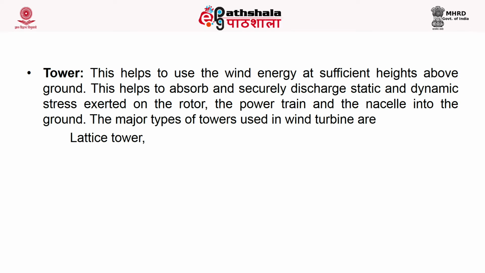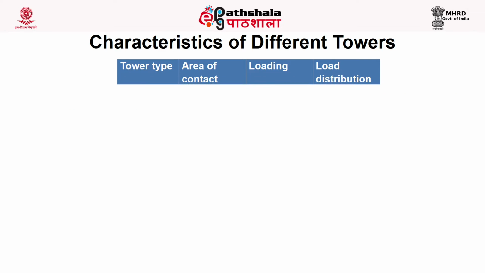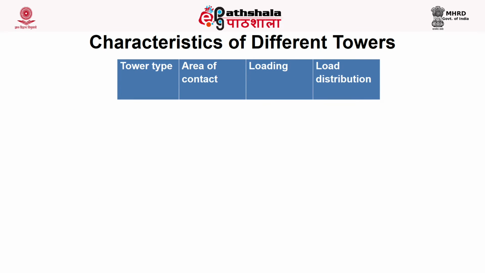It helps to absorb and securely discharge static and dynamic stress exerted on the rotor, the powertrain and the nacelle into the ground. The major types of towers used in wind turbine are lattice tower, tubular tower, guide tower and hybrid tower. You can see the characteristics of different towers in this table.